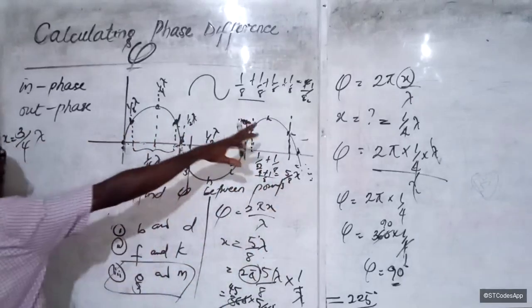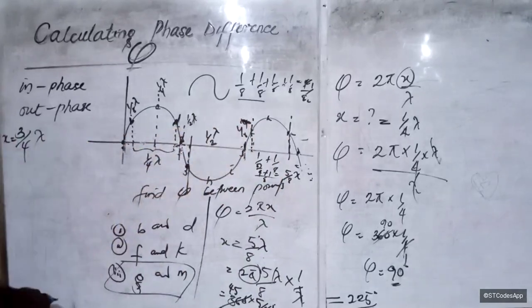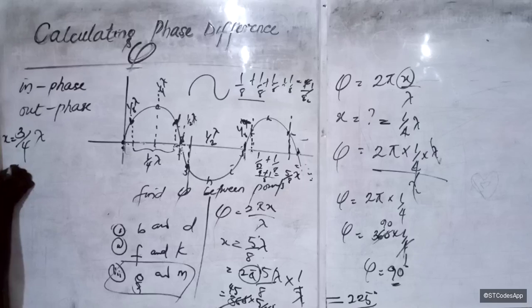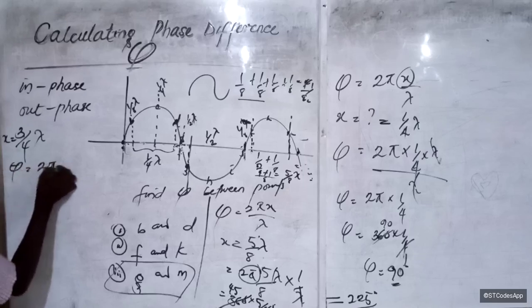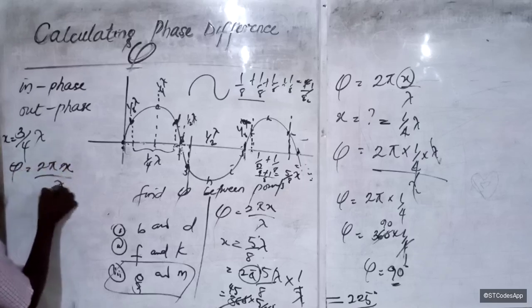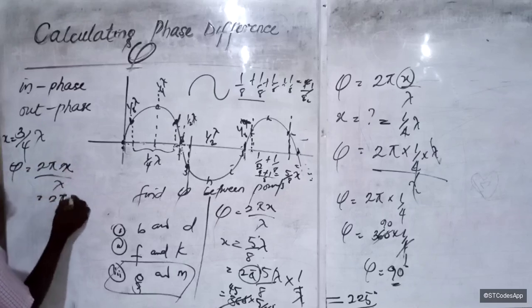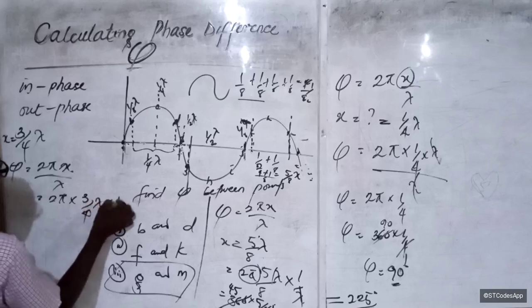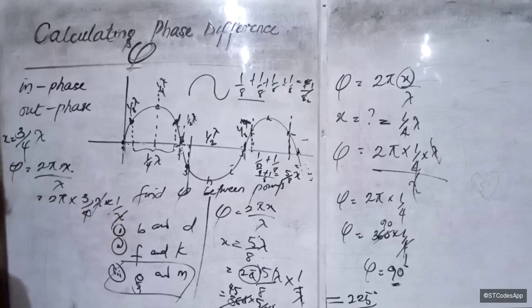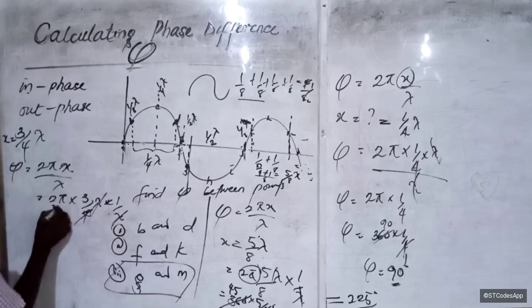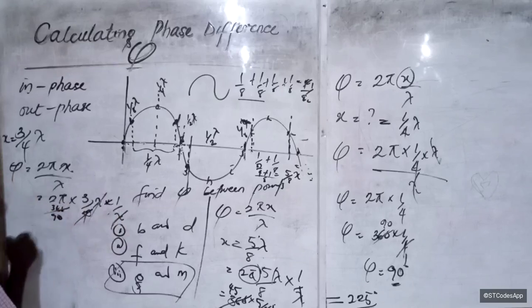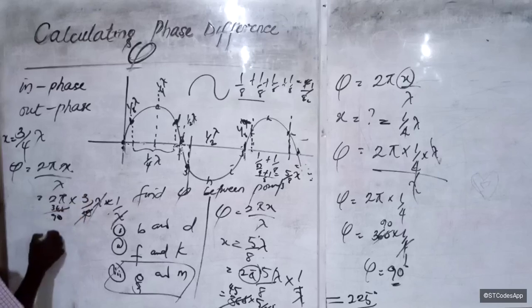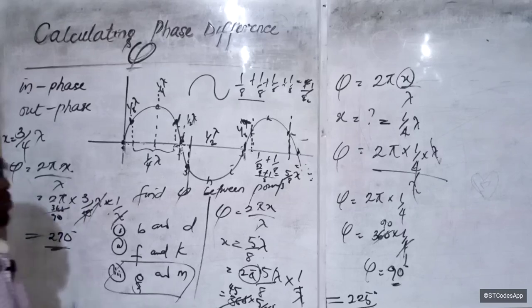Because this 1 over 8 plus 1 over 8 has been removed, we have 1 over 4. So what do we have? We have that phi will be equal to 2 pi x over lambda. So 2 pi times x, which is now 3 over 4 lambda, times 1 over lambda. Lambda takes care of lambda. 4 in 360 will be 90. So 90 times 3 gives us 270 degrees, and that is the answer. All right, and that is it.